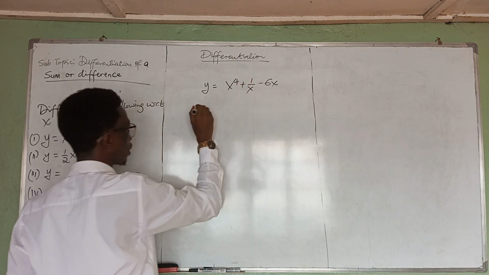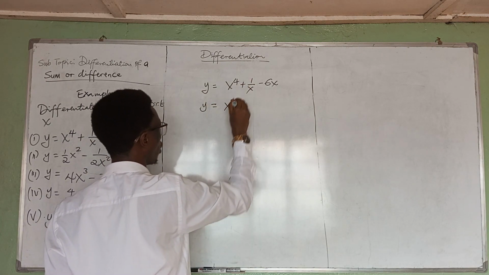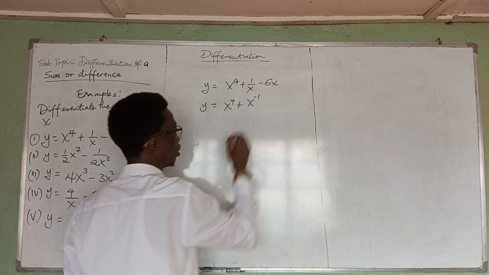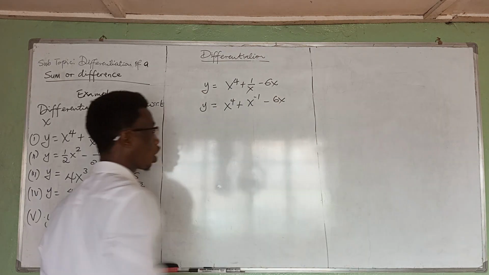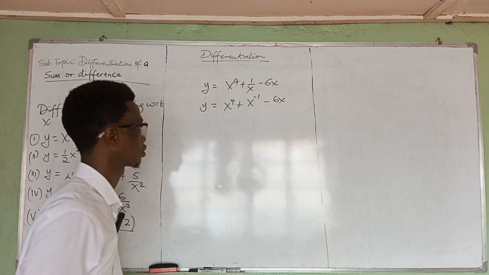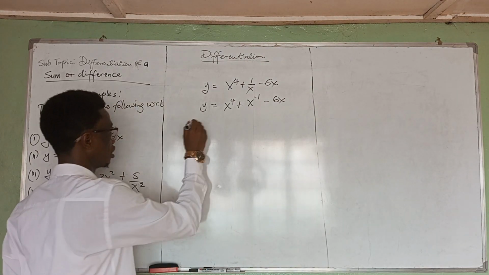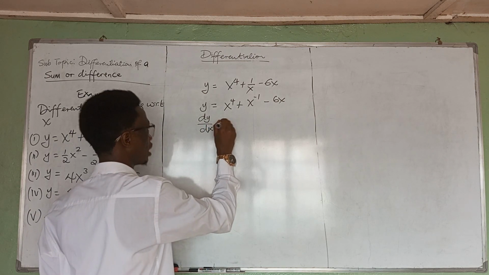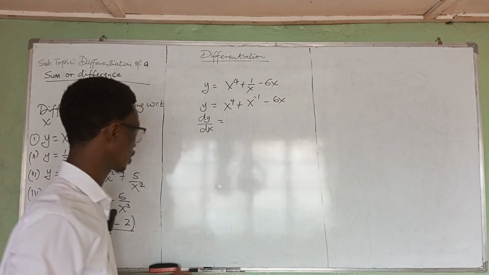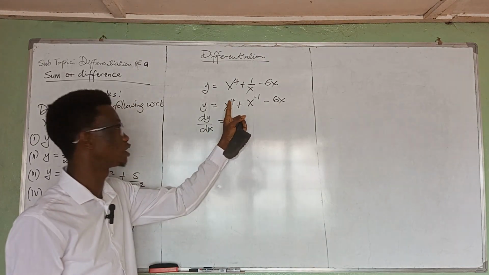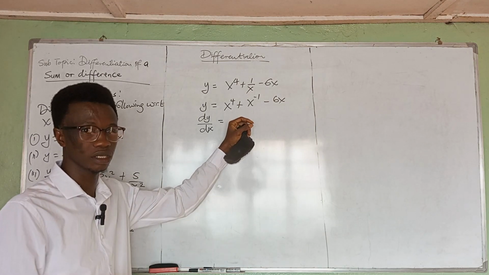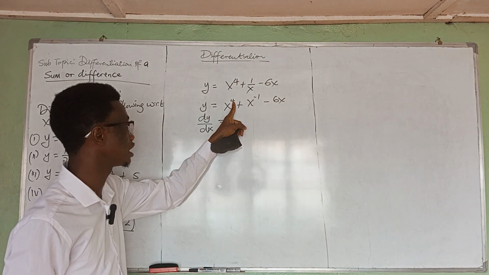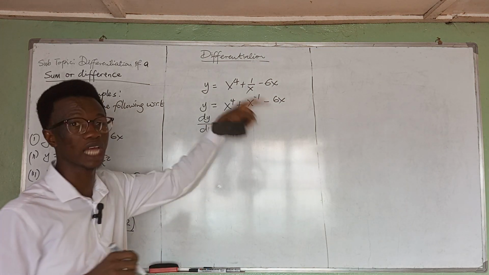So we change this one. This becomes y equals x raised to the power 4 plus, and if you want to change 1 over x, it becomes x raised to the power minus 1, minus 6x. Now if you look at them, all of them are like whole numbers instead of fractions. So the next thing is for you to differentiate. So dy by dx, differentiating y with respect to x, equals, now in differentiation, what you have to do is multiply the power by the coefficient of the variable and subtract 1 from the power. I've done the basics in one of the videos I uploaded, so just check my YouTube channel.